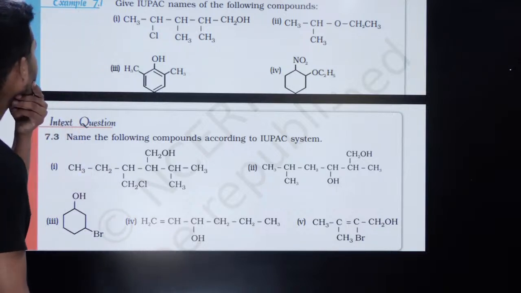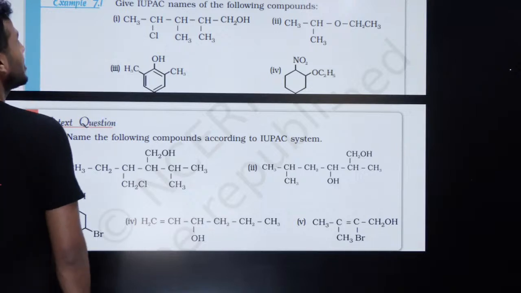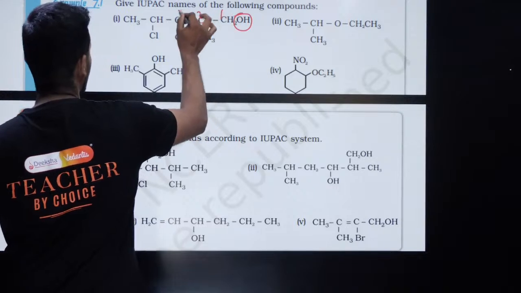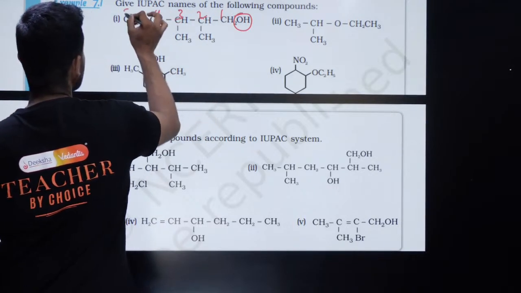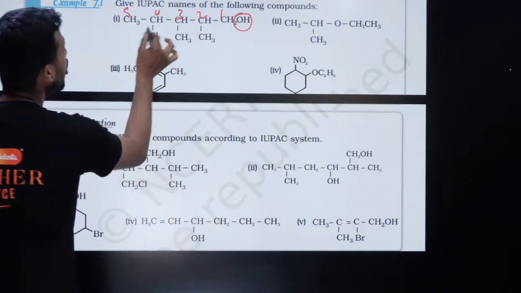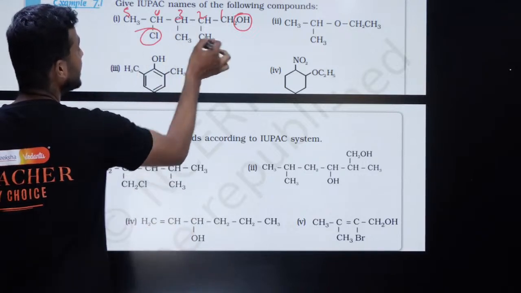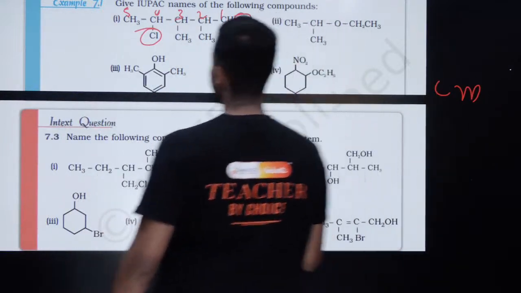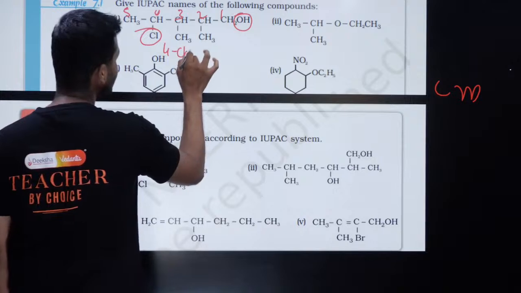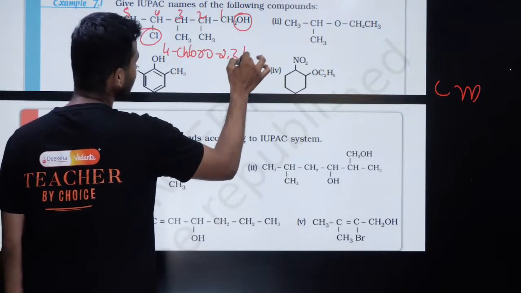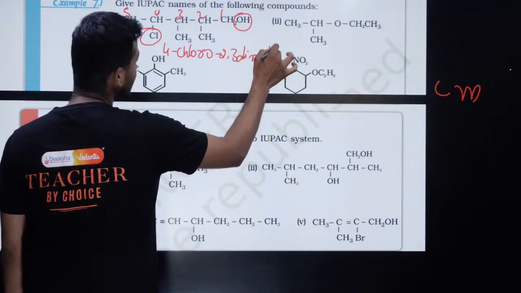Look here. The first question is: give the IUPAC name. Here, the functional group is present, that's why the numbering is taken from this side: 1, 2, 3, 4. Totally 5 carbon atoms are present, right, my dear students? The name chloro comes first, and before M, C is coming. That's why the name becomes 4-chloro, 2,3-dimethyl.